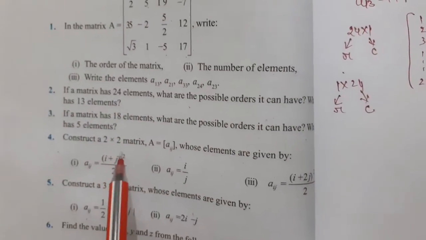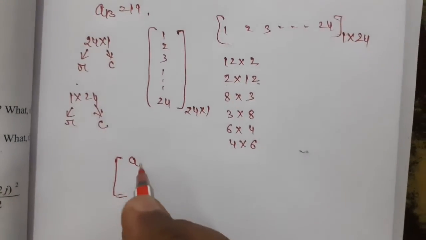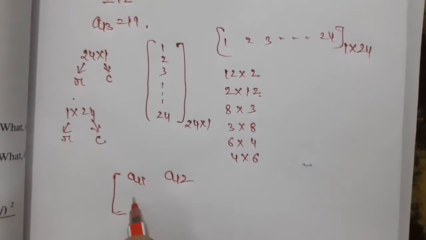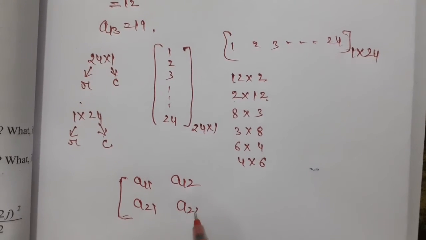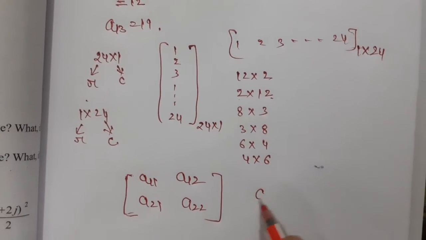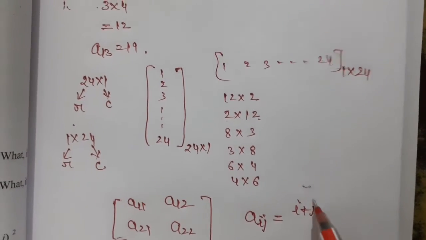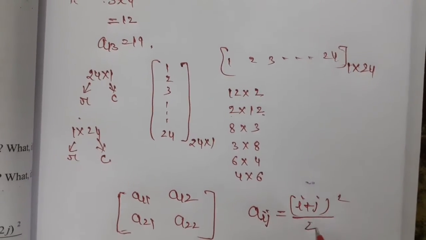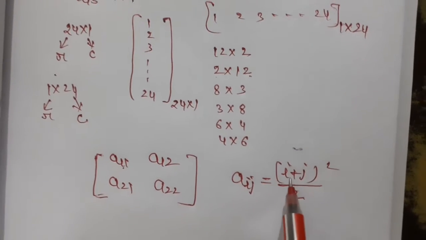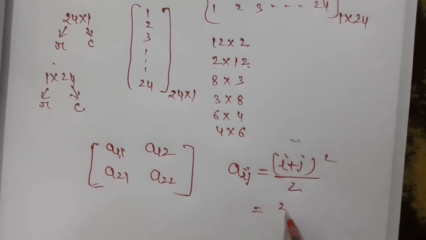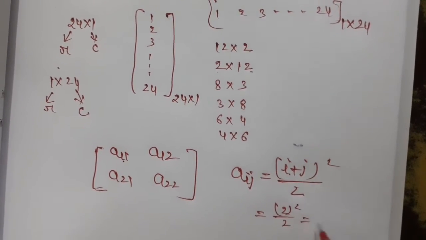Now see question number 4. Construct a 2 cross 2 matrix. In this way you can make a 2 cross 2 matrix: A11, A12, A21, A22. And what condition is given? Given Aij equal to (i plus j) whole square upon 2. Then put i equal to 1, j equal to 1. 1 plus 1 is 2, square upon 2, then you will get 2.